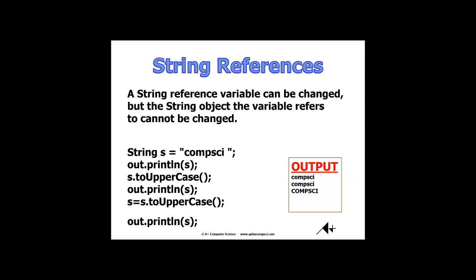Following that line, I say S equals S.toUpperCase. Now I called the toUpperCase method. It's going to send me a new string with everything from the original in uppercase. I now told S to point at that new string, stop pointing at the old one. So now whenever I print out S, I get uppercase comp sci. A lot of moving parts, I get that.